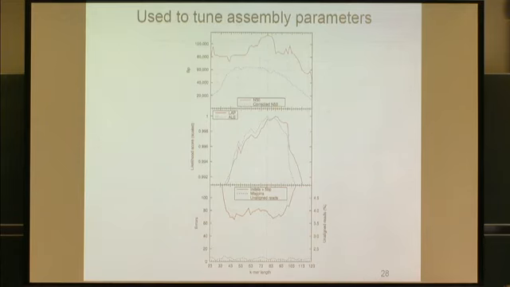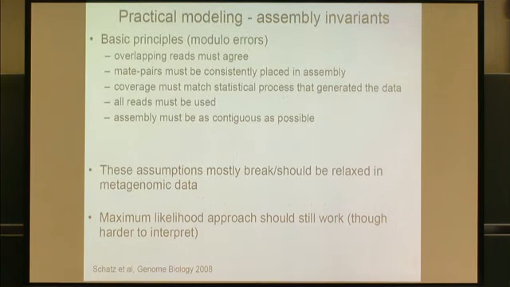You can use this kind of approach to tune assembly parameters, where you look at k-mer sizes and pick the one that maximizes likelihood. Oftentimes it's not the same k-mer size that maximizes contiguity. So you might get smaller contigs, but they'll be more correct if you use a different k-mer size.